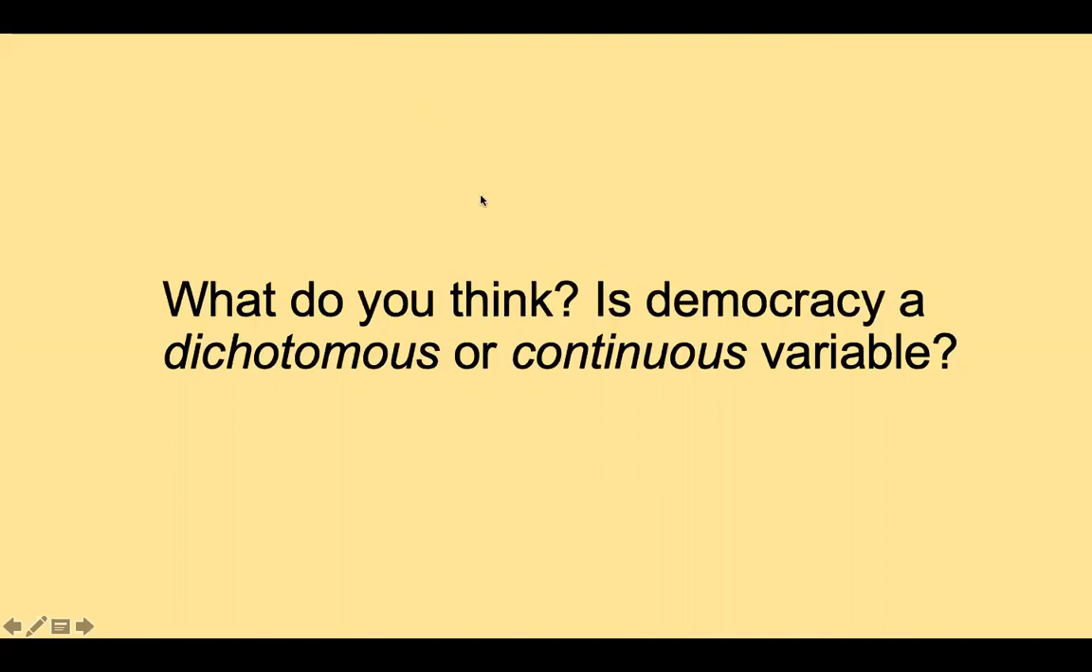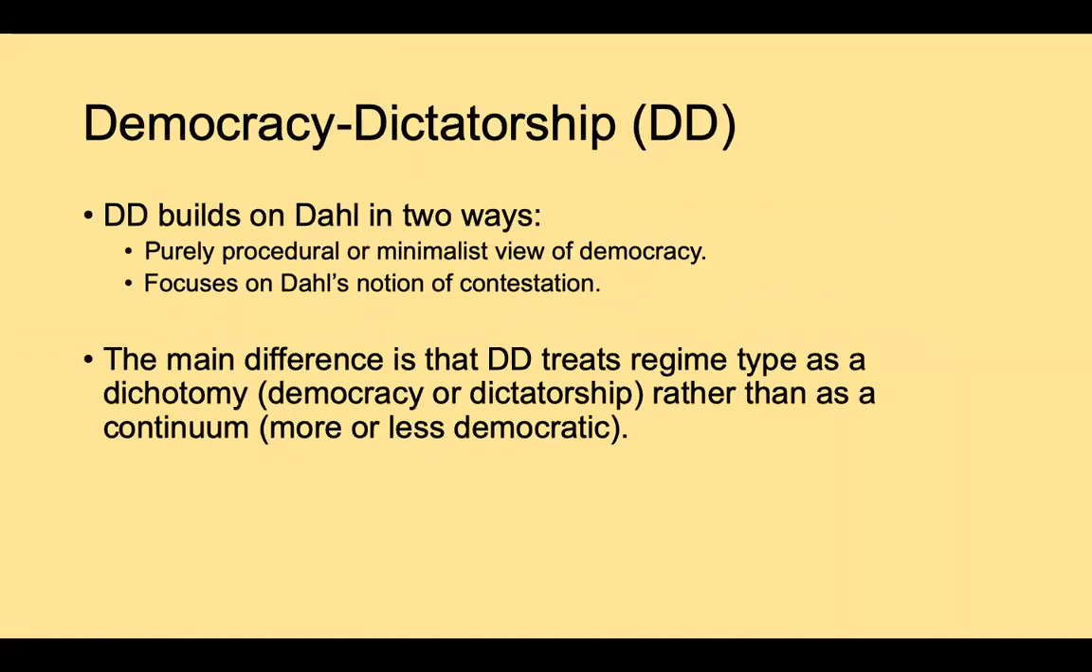So Efren, we'll go back here and just take a look. A dichotomous variable is one that sees democracy as either a democracy or a dictatorship. And then a continuous variable would be one that sees democracy in terms of countries being more or less democratic or more or less dictatorial.